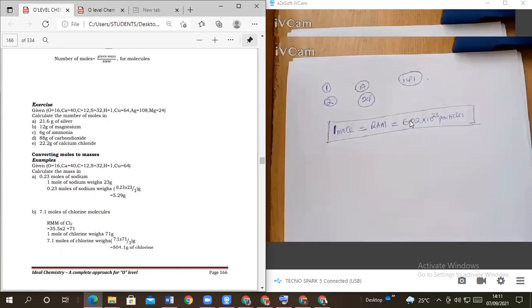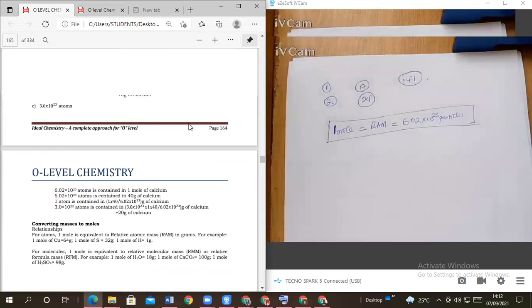So if an atom has this number of particles, 6.02 times 10 to the power 23, you see this power, it is very big. In 1 atom, like 1 copper atom, 1 magnesium atom, these are the number of particles inside. So this is where the word mole came from: a mole is a substance that contains this number of particles. But also, it is only the relative atomic mass of the substance that can contain this.